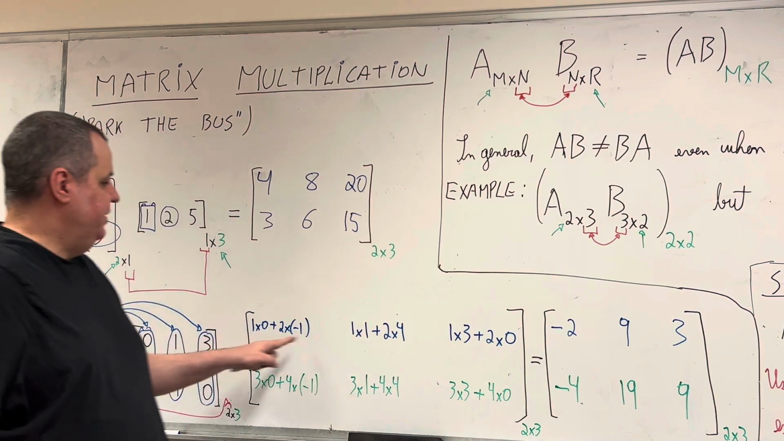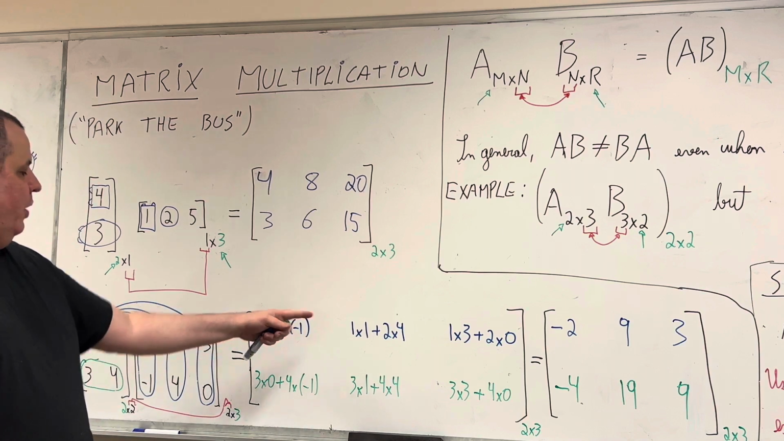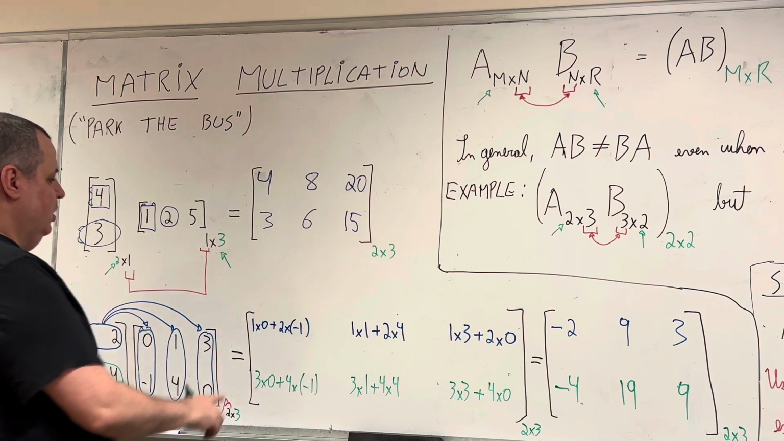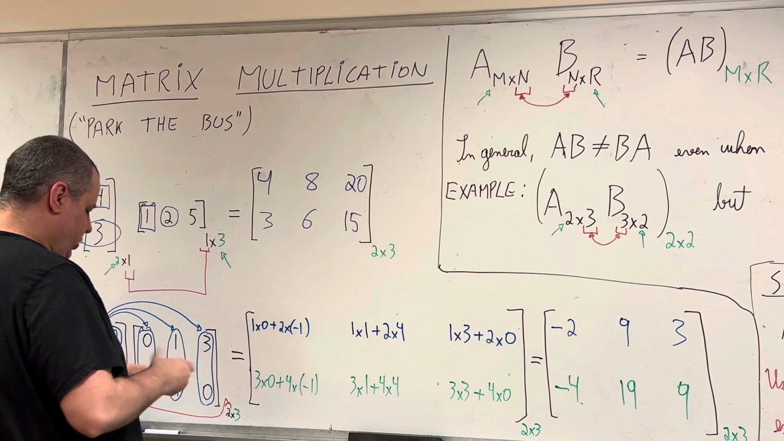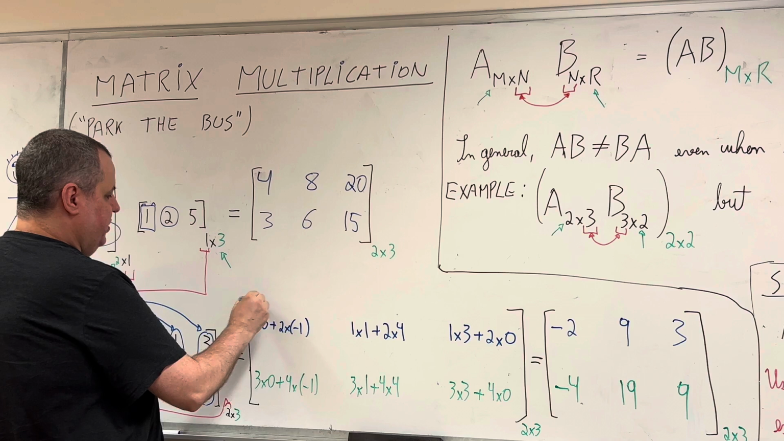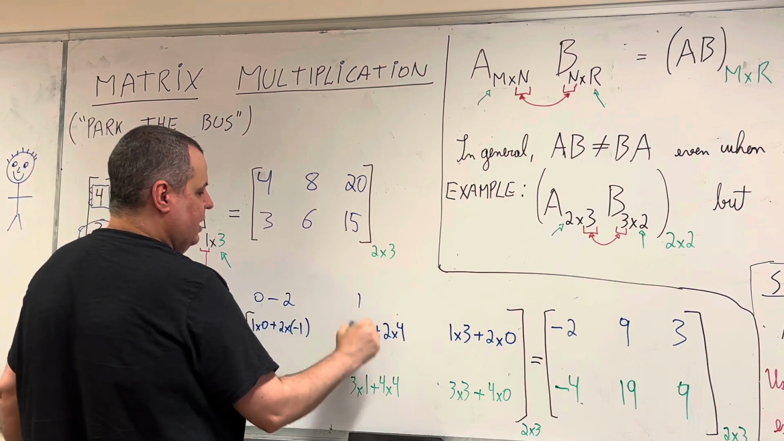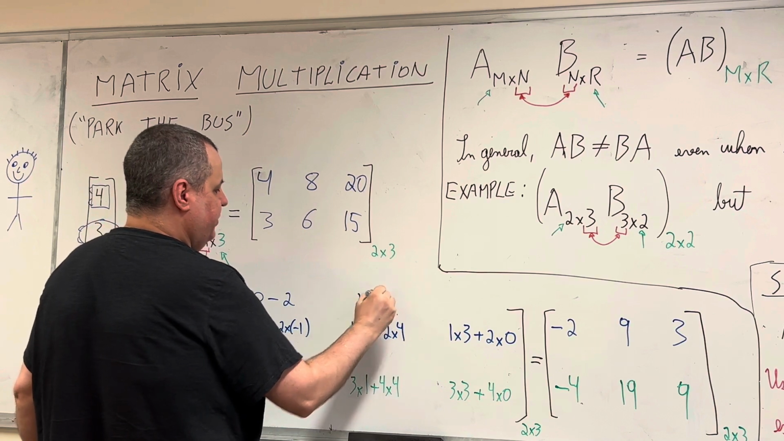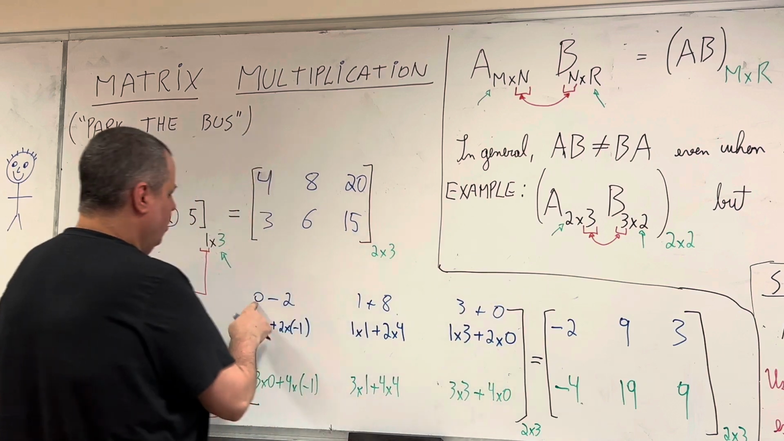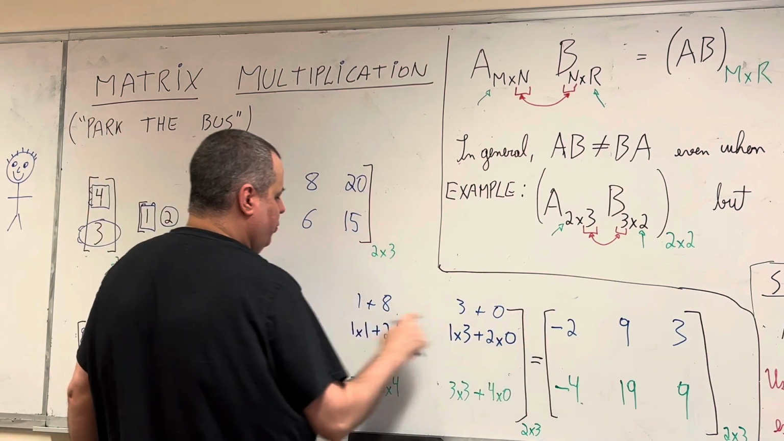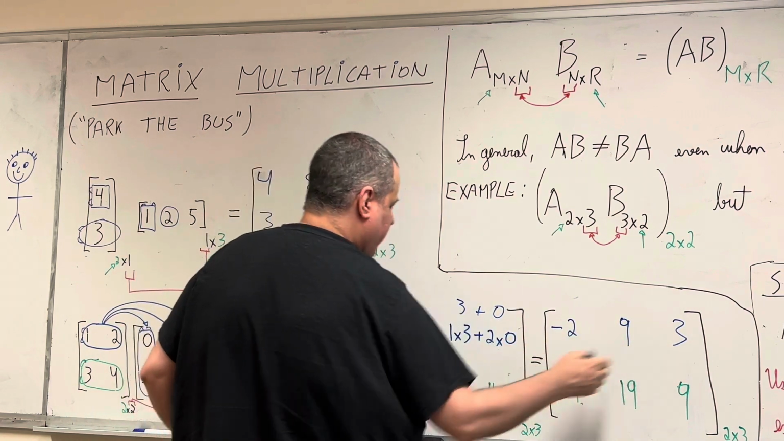Okay, so I have these 6 coefficients, the 6 entries for the product, and I can go ahead and do the calculation. So this is gonna be 0, this is gonna be minus 2, so that's gonna be 1, that's gonna be 8, that's gonna be 3, this is gonna be 0. 0 minus 2 is minus 2, 1 plus 8 is 9, 3 plus 0 is 3.